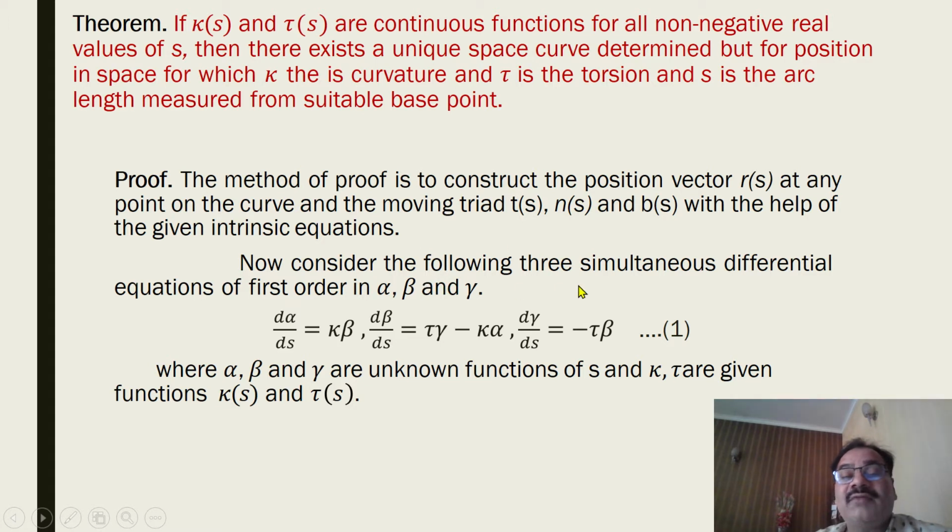Now consider the following three simultaneous differential equations of first order in alpha, beta and gamma. That is, d alpha by ds is k beta, d beta by ds is tau gamma minus k alpha, and d gamma by ds is equal to minus tau beta. This is equation number 1, where alpha, beta and gamma are unknown functions of s, and k and tau are given functions k(s) and tau(s).